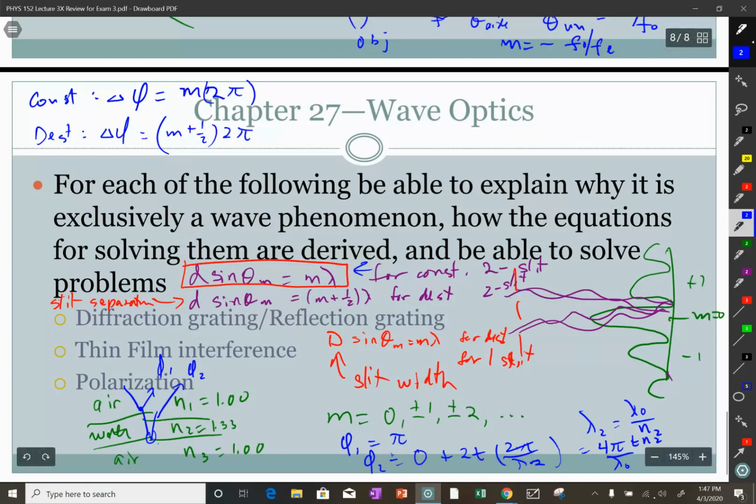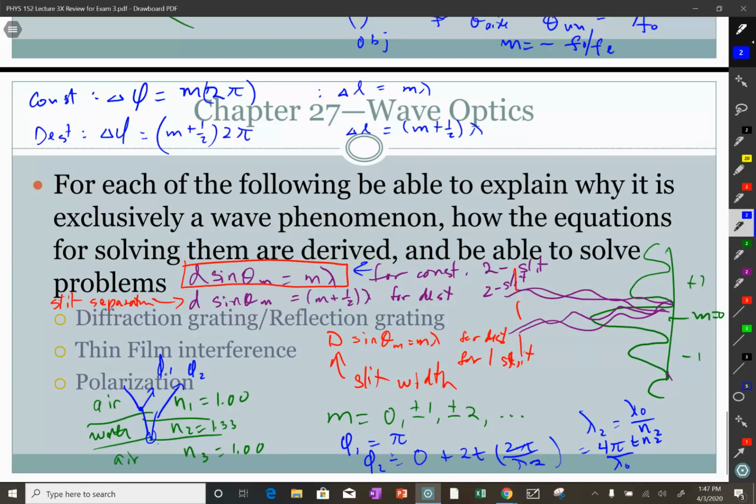And if we'd done path length differences, I would have had delta L is equal to m lambda. Delta L is equal to m plus 1/2 lambda for the difference in path lengths. So we did path lengths when we did the diffraction grating or double slits, and we did phases when we did the thin films. So there's lots of different variations, and you should be able to explain how you get an equation for constructive or destructive interference on transmission or on reflection.